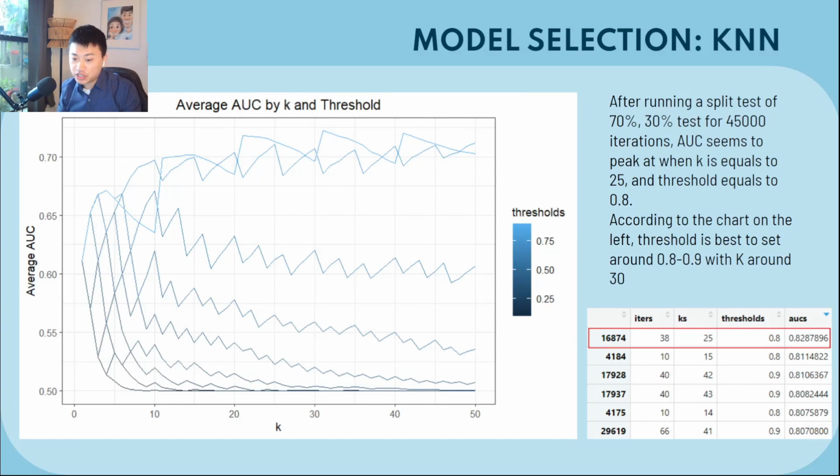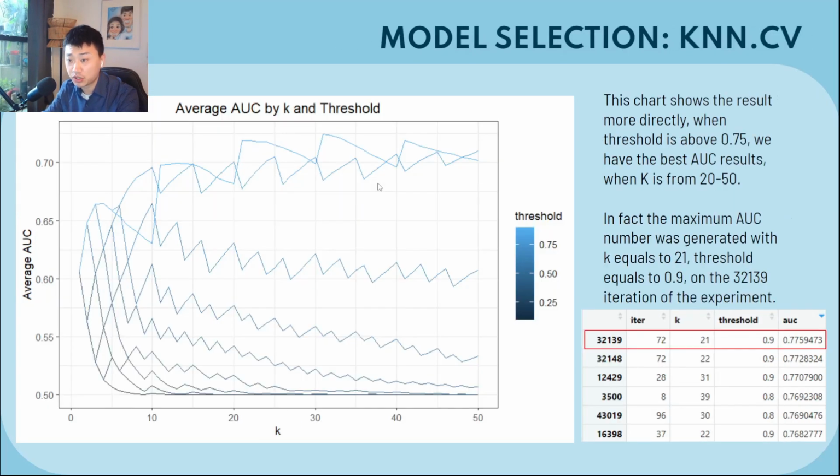Same experiment, just a different visualization here. As K goes up and the threshold goes up as well, we get the best average performing AUC value. We get the best iteration, around iteration 874, with an AUC of 0.82, with the best K at 25 and the best threshold at 0.8.